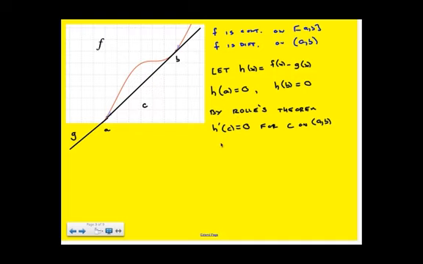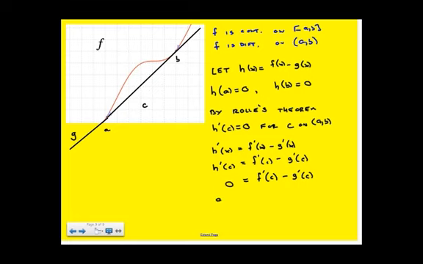Okay. So what is h prime of c going to be? Well, let's take a look. h prime of x is going to be equal to f prime of x minus g prime of x. And the theorem says that h prime of c will be f prime of c minus g prime of c. The theorem says that this number has to be 0 at that spot. Okay, so I have 0 equals f prime of this mysterious number minus g prime of this mysterious number.